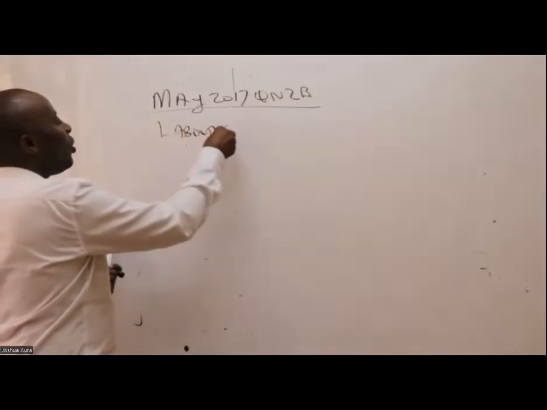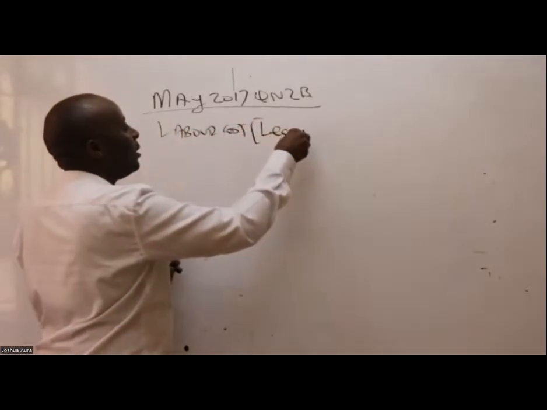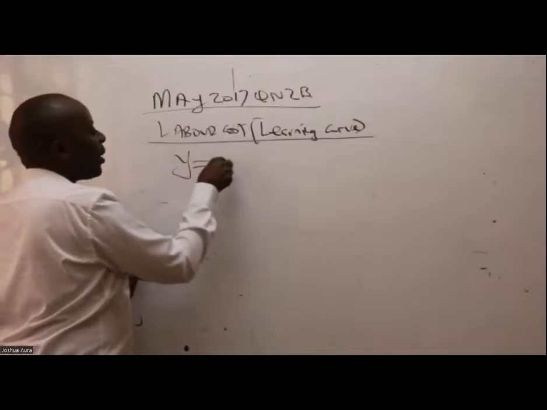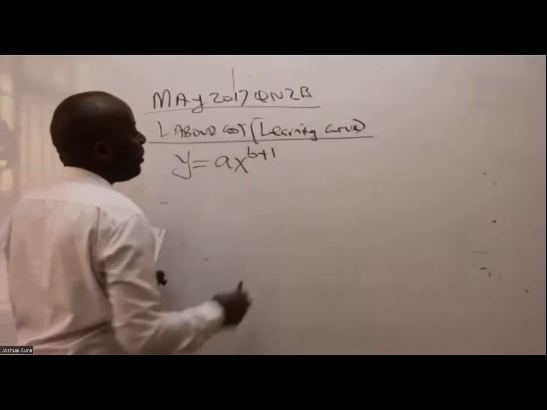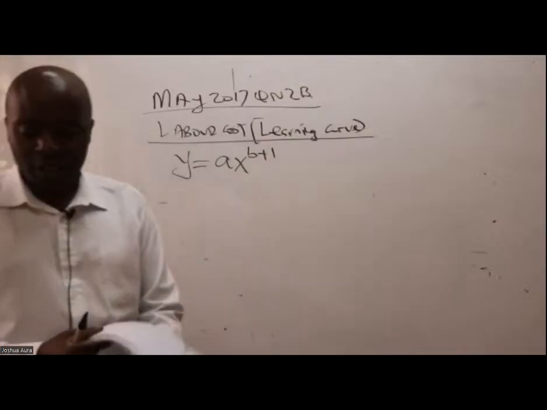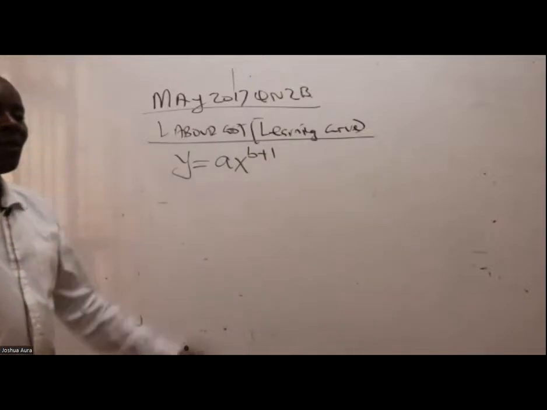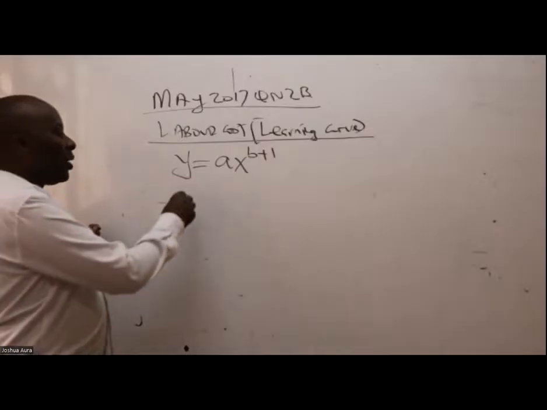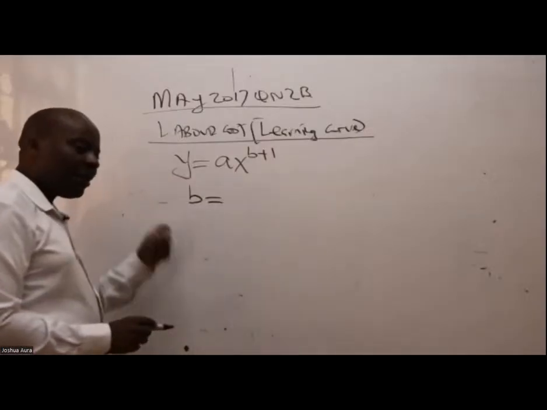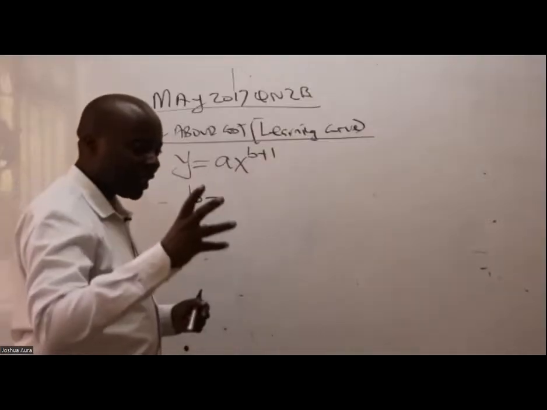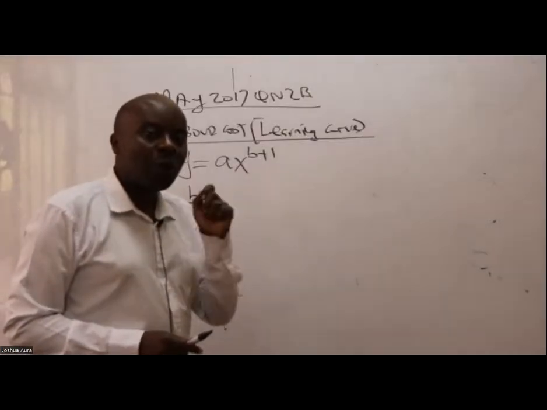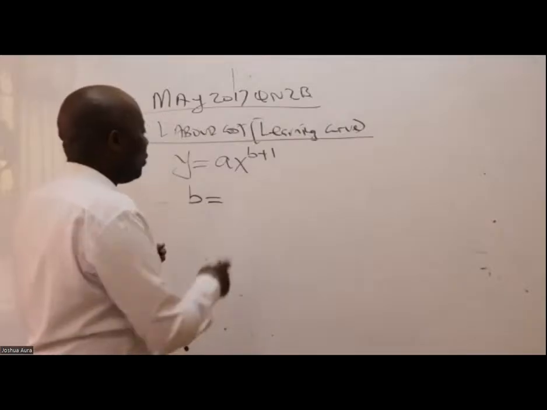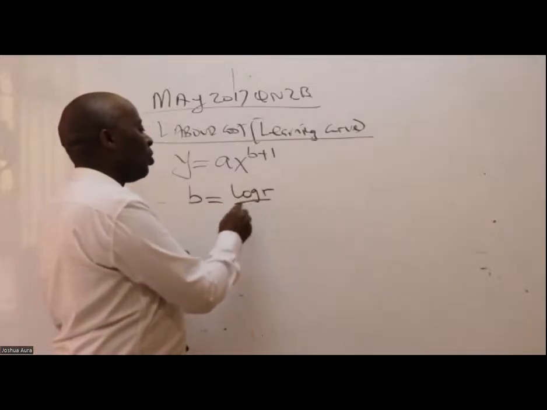Because we are told that there is a learning curve, the first thing I'll do is to write there: y equals ax raised to power b plus 1. That is the first thing you do for predicting this. And then I would want to get b. To get b, remember, sometimes the examiner will give you the value of b. But to be on the safer side, we would expect ourselves to remember the equation. So in this case, b will always be equal to log r over log 2.